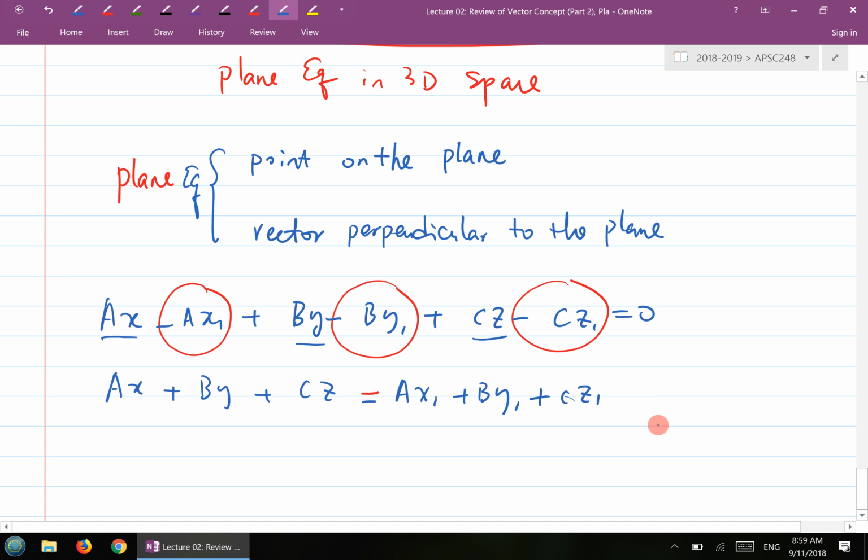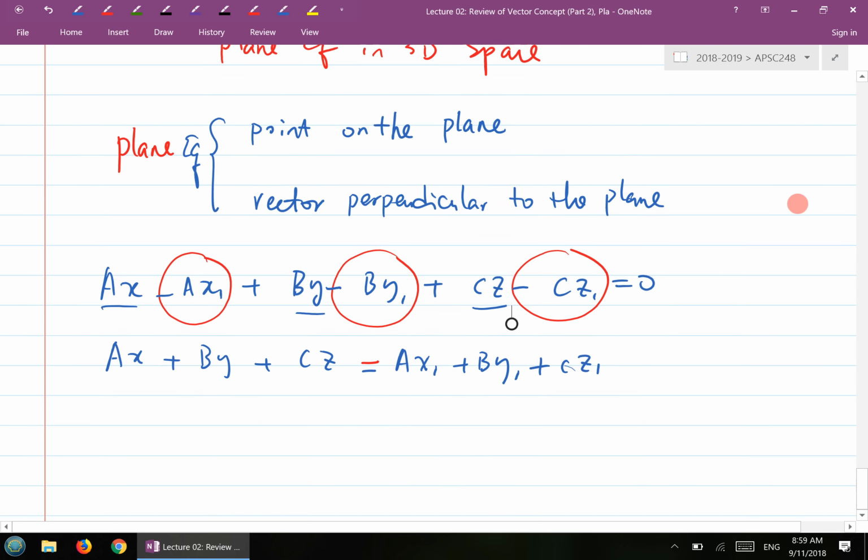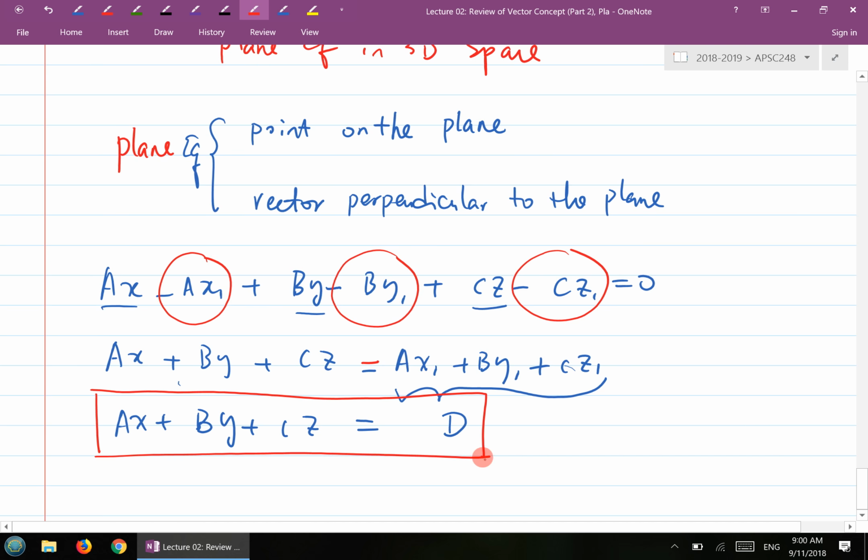So now the original plane equation seems to be simplified a little bit to this. And all of the right side is literally just a constant term, so you can probably call it D here. Call it D. So sometimes what you see for a plane equation is simply in this format now.